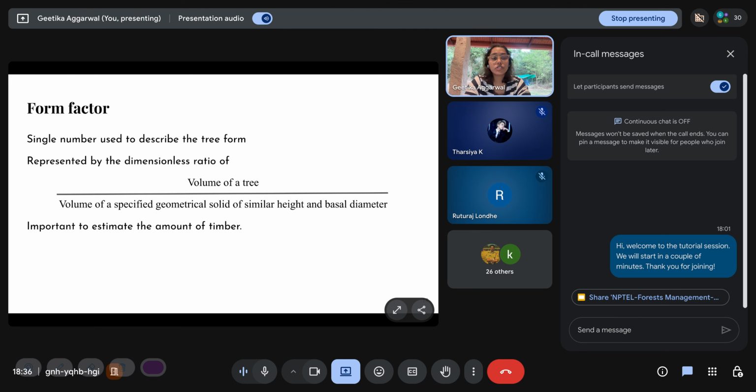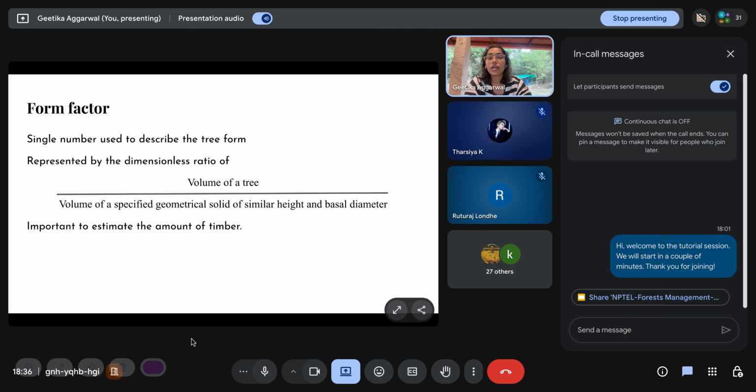When you're talking about a geometrical solid, mostly they compare it to a cylinder. So how is the volume of a tree related to the volume of a cylinder with the same height and same basal diameter? That will give you an idea about the tree form. It's important for estimating the amount of timber present. If the form factor is closer to 1, that means the volume of the tree is similar to the volume of the cylinder of the same height and diameter. That would mean it will give you high amounts of timber, and as the form factor goes down, the amount of timber will be less and less, because the tree will be more tapered.